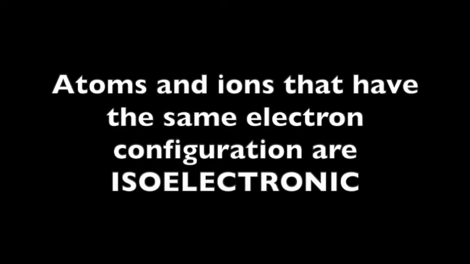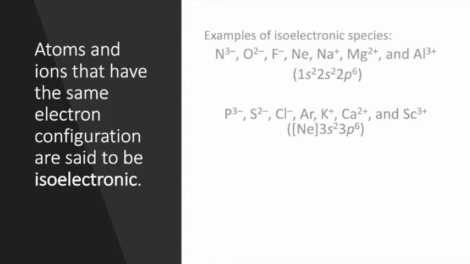Atoms and ions that have the same electron configuration are said to be isoelectronic. Here are some examples of isoelectronic species, and they also include the electron configuration. In this top row, all of these ions have the 1s2, 2s2, 2p6 electron configuration. And below that, all of these have the 3s2, 3p6 valence electron configuration. We wrote this one, of course, in noble gas notation.